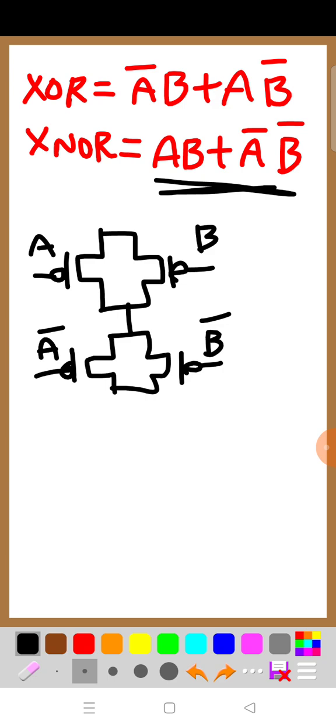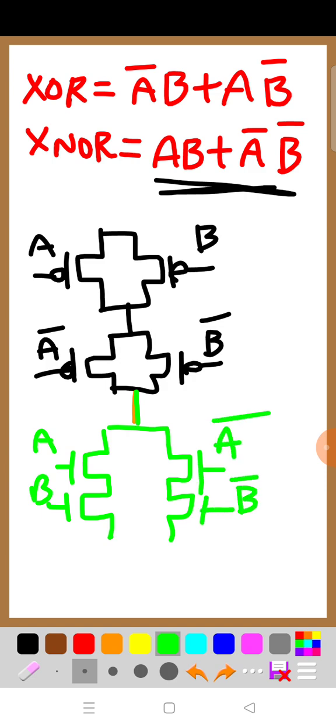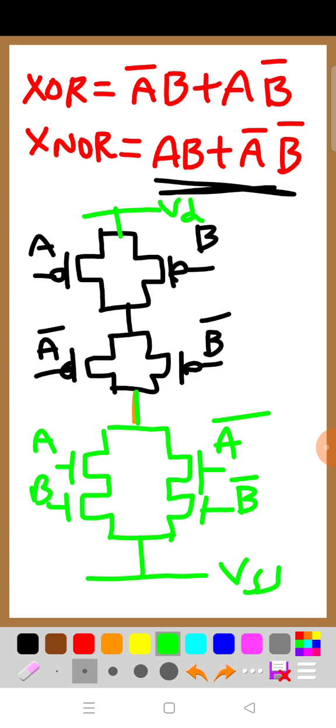And the NMOS section I will try to draw with a different color. In the NMOS section you can observe that these two are in parallel here, therefore these two should be in series. This is A, this is B, and these two should be in series. This is A complement and this is B complement, and these two should be in parallel. This is VSS and this is VDD.